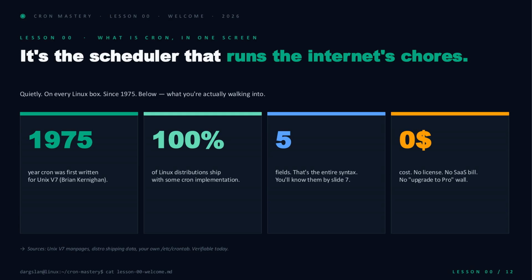So before we touch a single command, let's frame what cron actually is, in one screen. It's the quiet scheduler that runs the internet's chores. First written in 1975 for Unix v7 by Brian Kernighan, it ships on basically every Linux distribution out there, costs you nothing, and the entire syntax fits into just 5 fields. By slide 7, you'll already know them. No license, no SaaS bill, no upgrade to Pro wall, just a tiny, ancient, dependable tool that's been waiting on your machine the whole time.